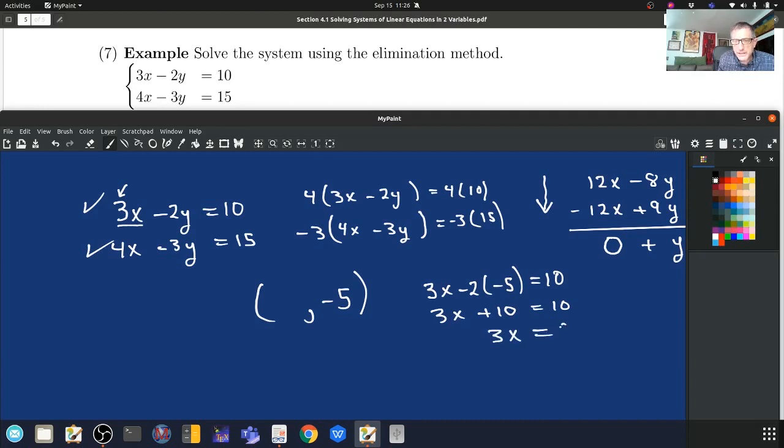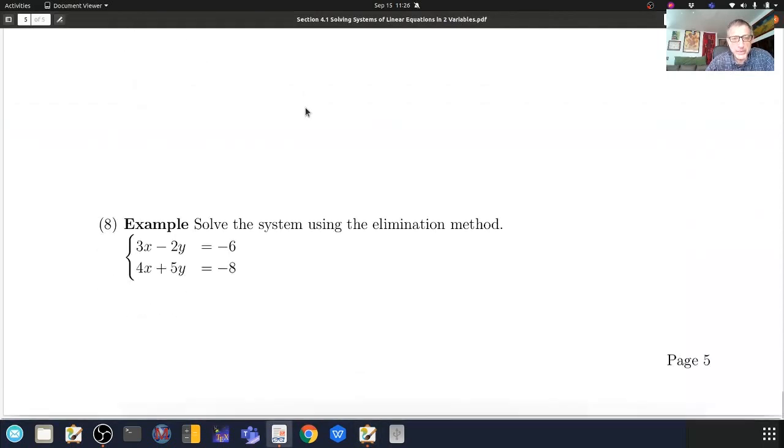I get 3x is equal to 0. I divide both sides by 3. 0 divided by 3 is 0. So I found that x is equal to 0, and I'm done. I found the ordered pair solution. So not so bad. Let's just do another example.